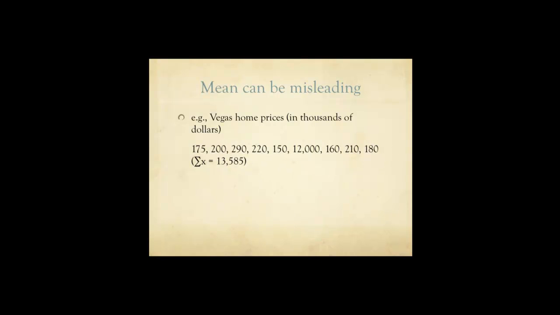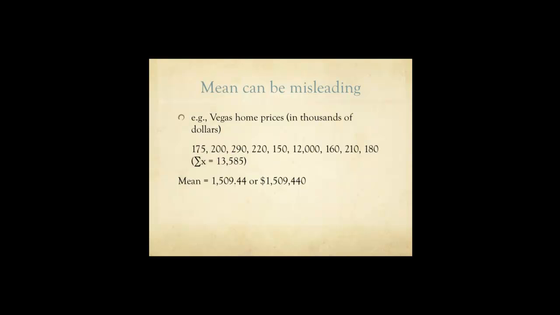So if you want to add these up and to bring it home, we'll look at it in the context of Las Vegas, you could run into problems. Let's say we have Vegas home prices in thousands of dollars. So 175 is $175,000. 200 is $200,000. You see those home prices and you see that 12,000, that's actually a $12 million home. Now if we add these up and we calculate the mean, what we're going to get is a little over $1.5 million. The mean tells us that the quote-unquote average home price is $1.5 million.